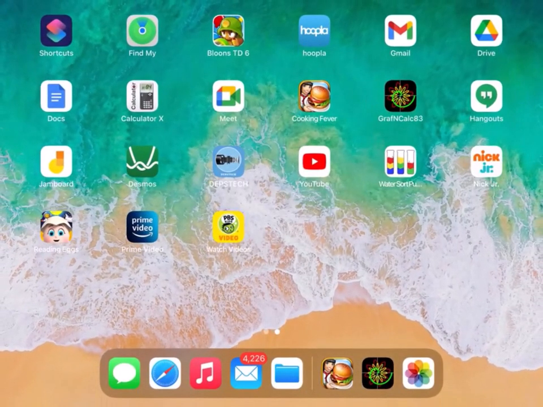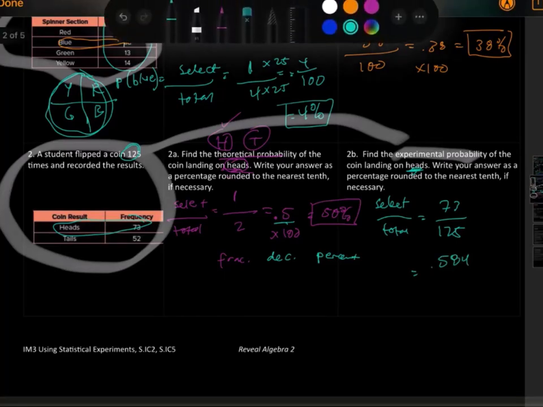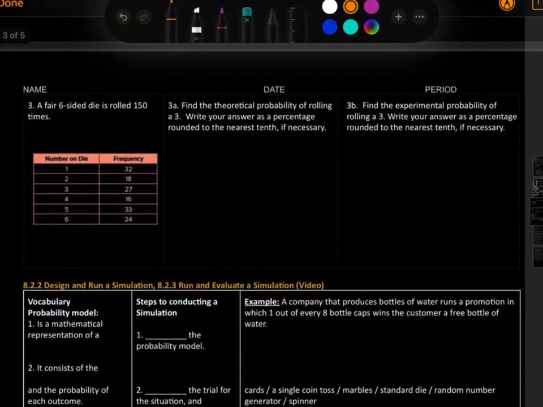So 0.584, and then we multiply this by 100, then you will get 58.4%. So in theory, we should get only 50% heads, but ours was 58, so ours was a little bit higher. All right, let's go ahead and try question number 3.